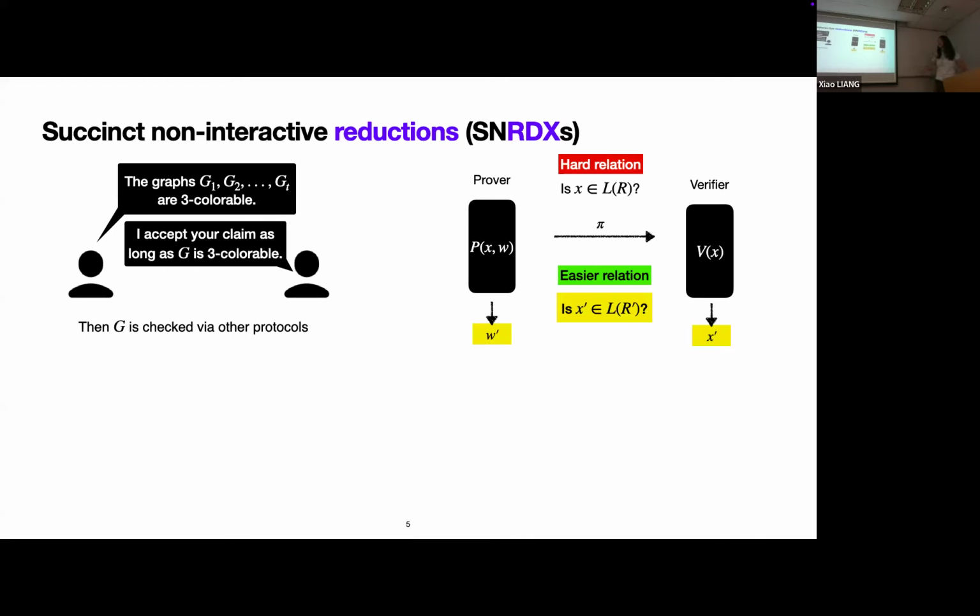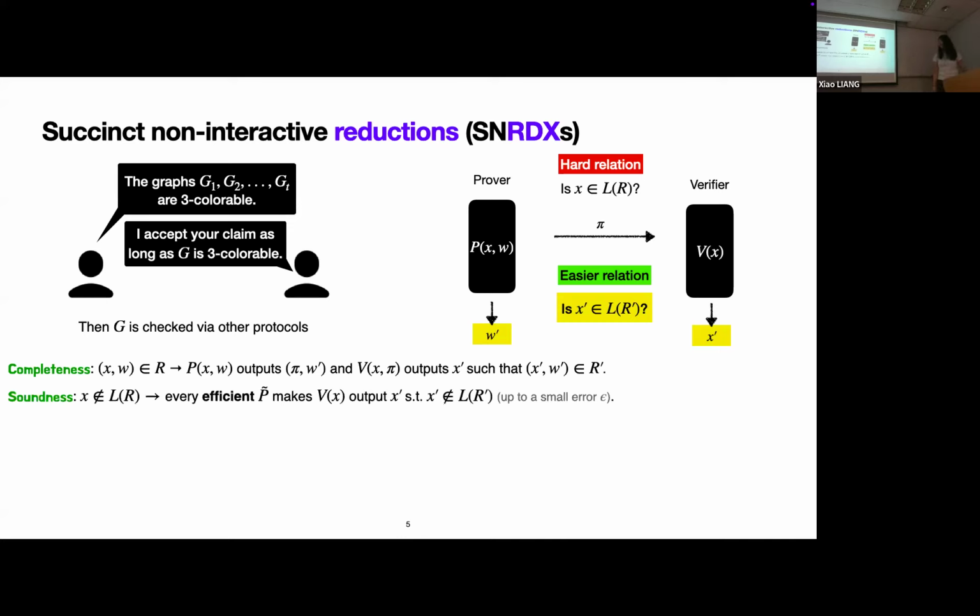And then G is checked via other protocols. So these reductions can be composed sequentially. As before, as SNARGs, they should also satisfy completeness. For all yes instances, the honest verifier should output some new instance X prime that is also a yes instance for the easier relation. And it should also satisfy soundness, meaning that for any no instance, every efficient prover will make the verifier output a no instance, unless with some small probability.